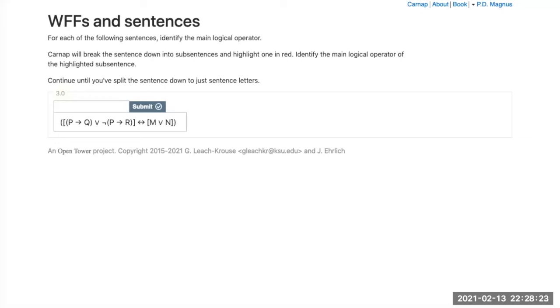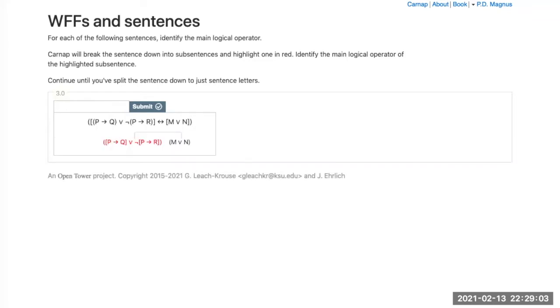The first homework exercise for this week is about well-formed formulas and sentences, so the structure of sentences in SL. Given a sentence, you're asked to identify the main logical operator. If we look at this long, ugly sentence, it's got a lot of symbols in it, but notice the square brackets group that part together, and the second set of square brackets group that part together. So the main logical operator is the biconditional.